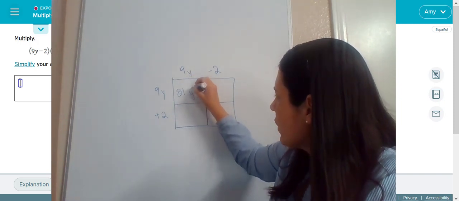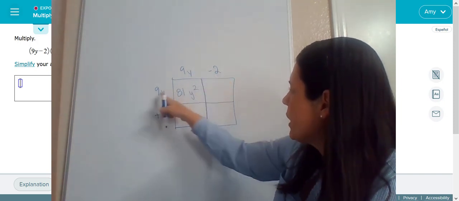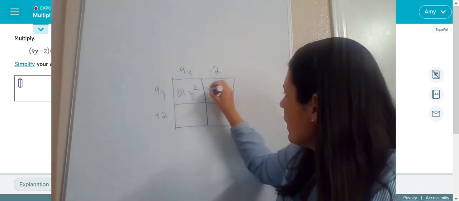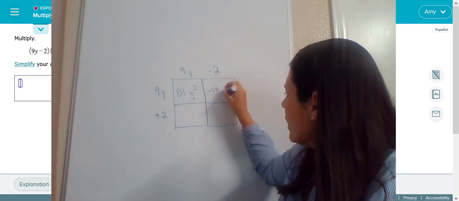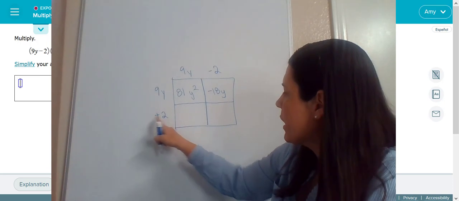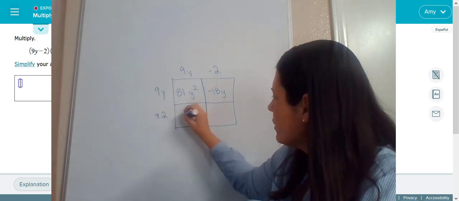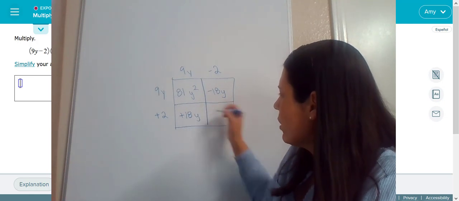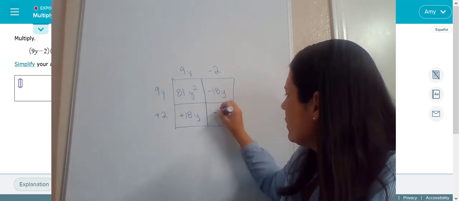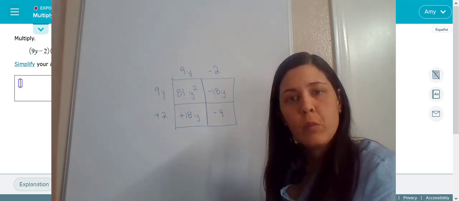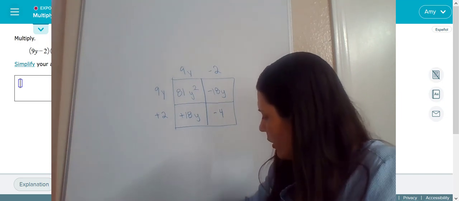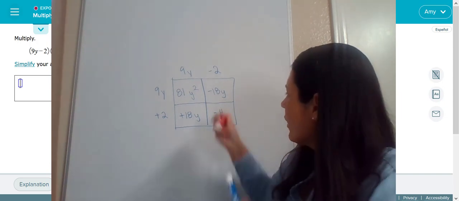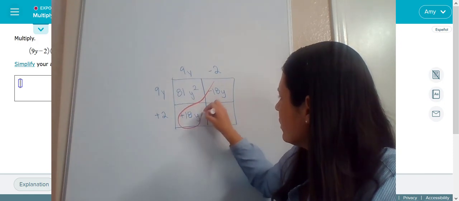Y times y is y squared. Column times row. Negative 2 times 9 is negative 18 times y. Column times row. 2 times 9 is 18, positive 18. I like to keep the sign with it. And then y. And then 2 times negative 2 is negative 4. And when you use this box method, the diagonals are actually like terms.